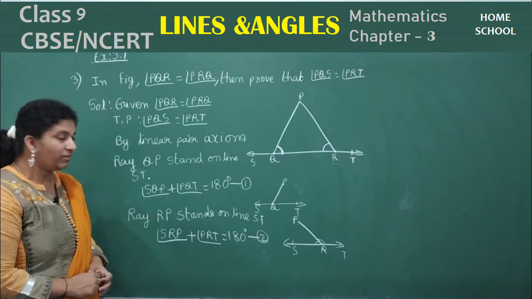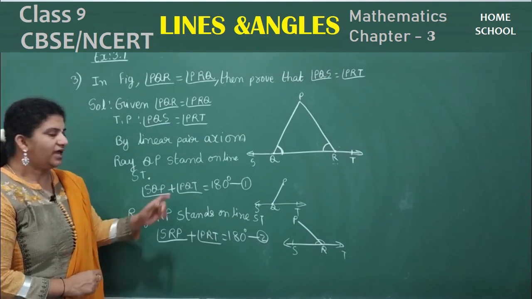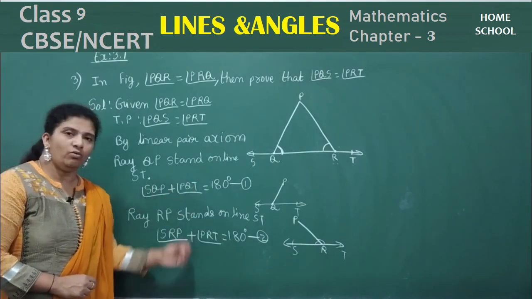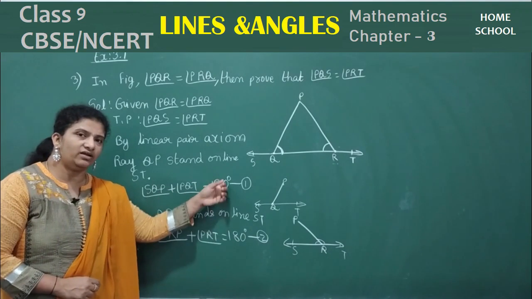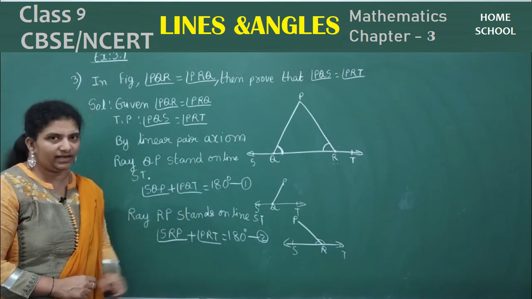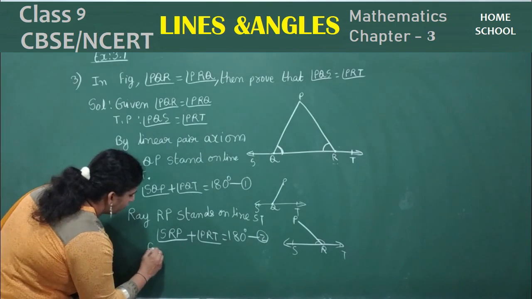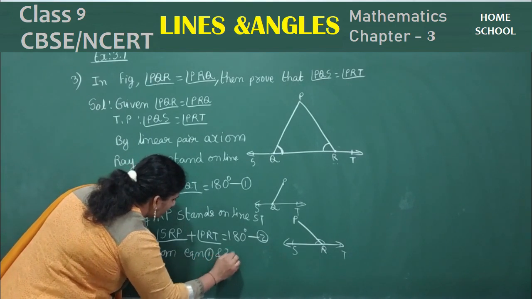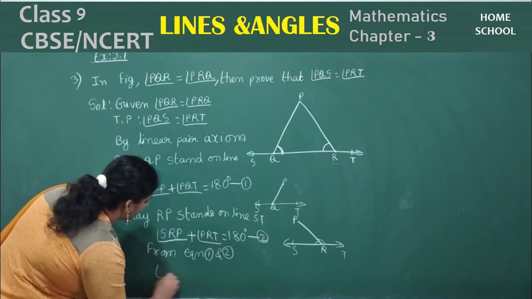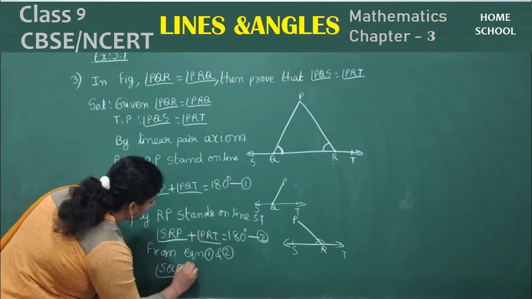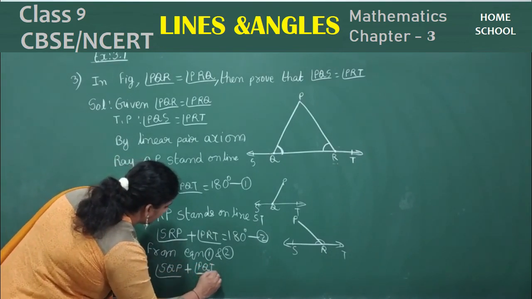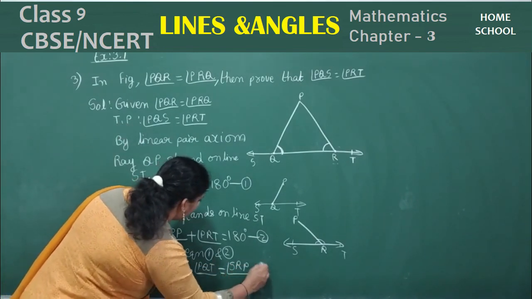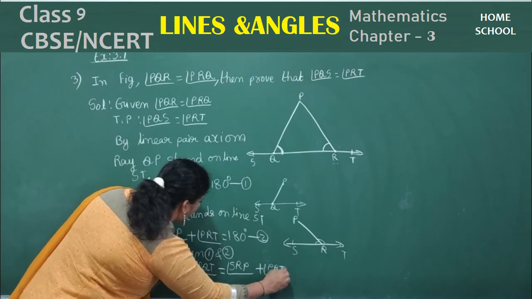So now what you remember here, axiom 1, what is that? Things which are equal to the same thing are equal to one another. So now, therefore, from equation 1 and 2, there is no need of any proof, directly we can equate: angle SQP plus angle PQT is equal to angle SRP plus angle PRT.